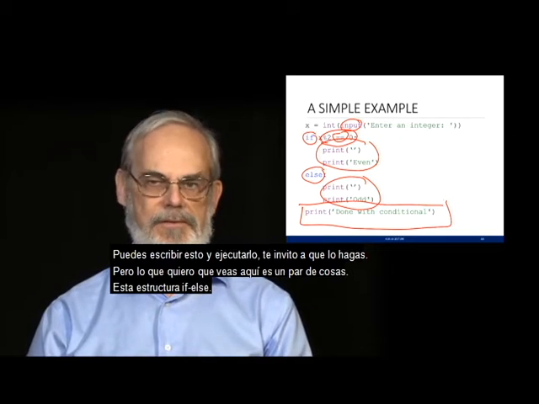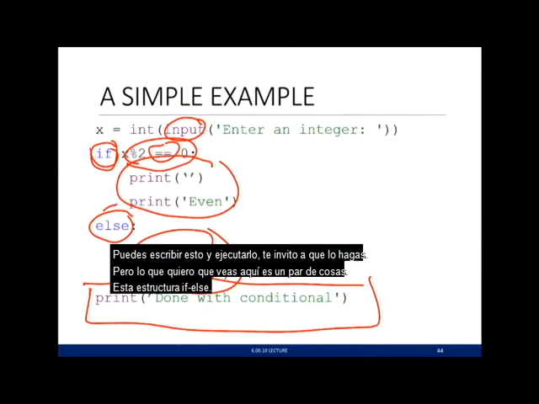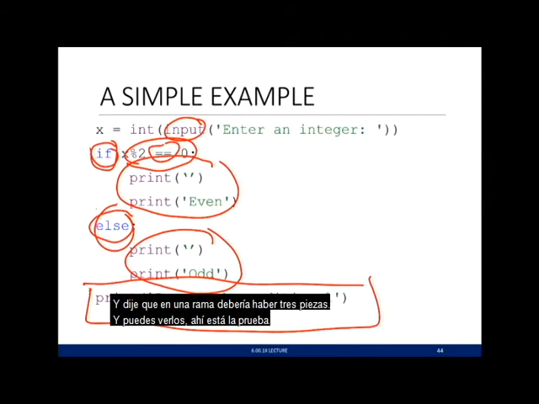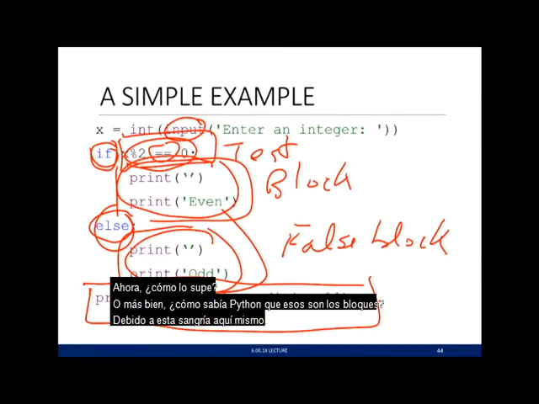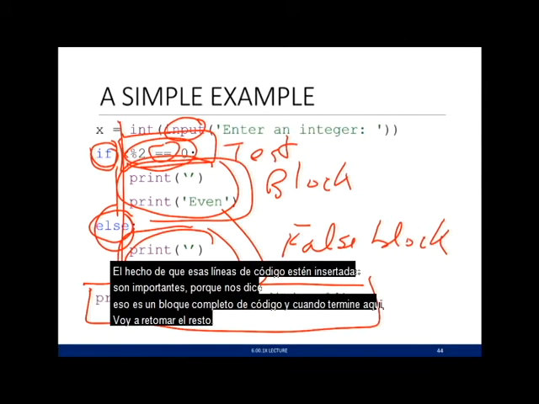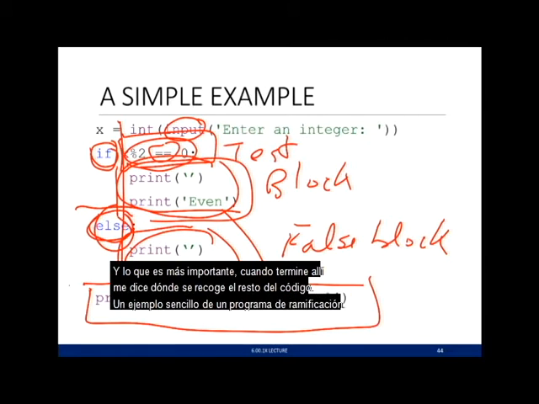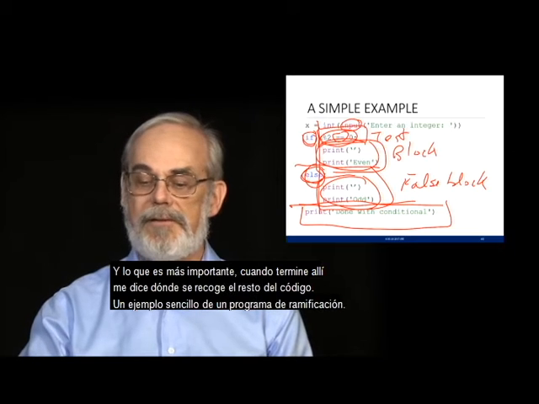But what I want you to see here is a couple of things. This if-else structure. And I said in a branch there should be three pieces, and you can see them. There's the test. There's the first block. That's the true block. And there's the false block. Now, how did I know, or rather, how did Python know those are the blocks? Because of this indentation right here. The fact that those lines of code are inset is important because it tells us that's an entire block of code. And when I get done there, it tells me where the rest of the code picks up. Simple example of a branching program.